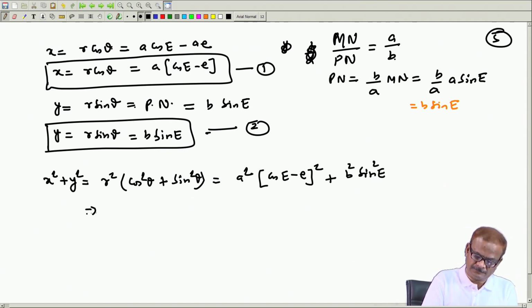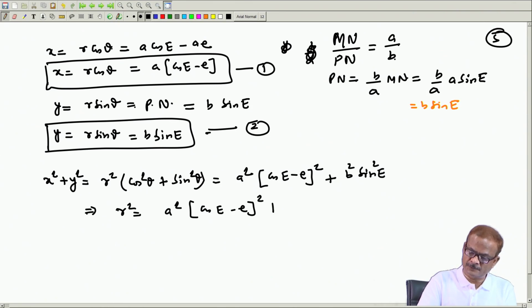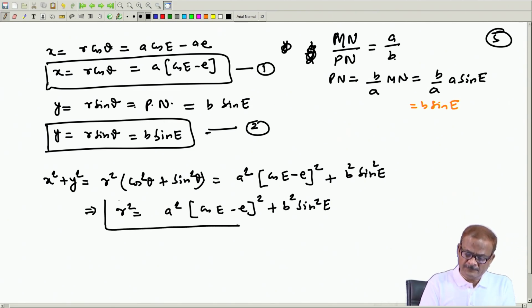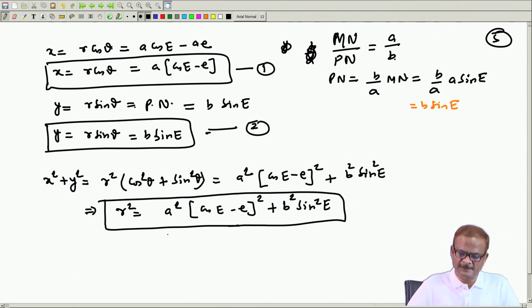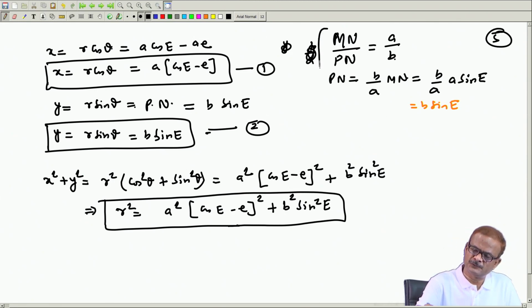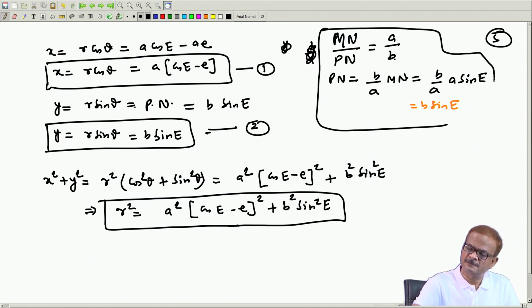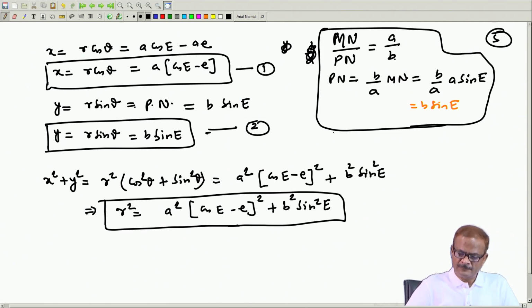So, this implies r square equal to a square (cos E minus e) square plus b square sin square E. Whatever we are working now, we are doing by one method, which is totally mathematical in nature, with a little bit of the geometrical relationship we have used here. Later on we will do it by the graphical method also, because it is very important for understanding the basic principles involved.